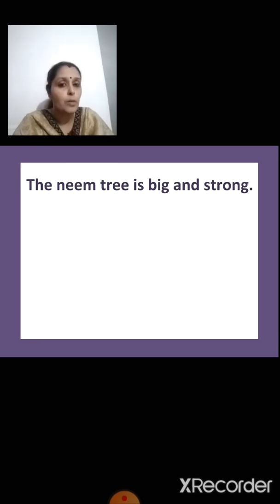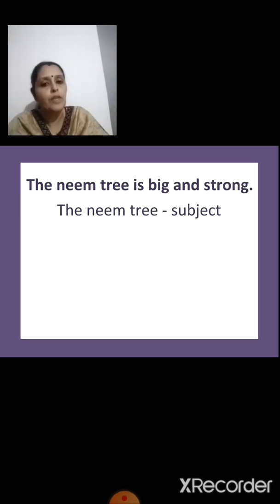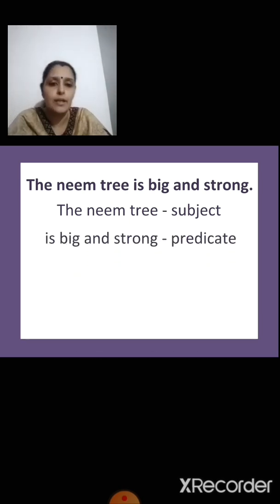Now what are we talking about over here? We are talking about the neem tree. So the neem tree is the subject. And what are we saying about the neem tree? We are saying the neem tree is big and strong. So "is big and strong" becomes the predicate.